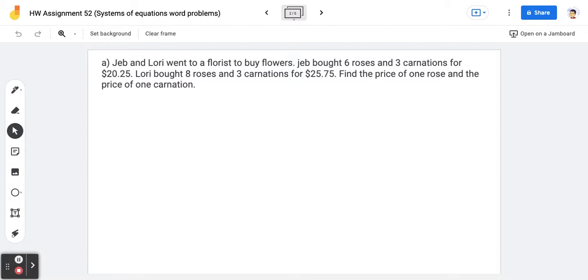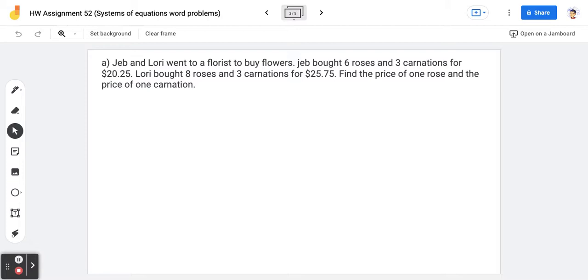So we may end up using different letters to represent different variables. But the big thing that we want to know is, let's find out first what these variables are. So 1 rose and 1 carnation. So you could use X and Y still. There's no problem with that. Or you can use R and C, whatever works best. I'll use R and C for now.